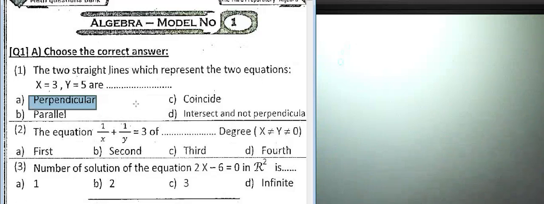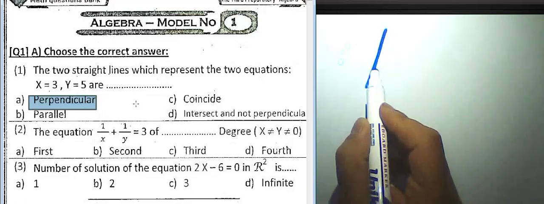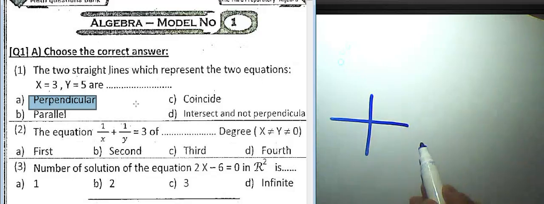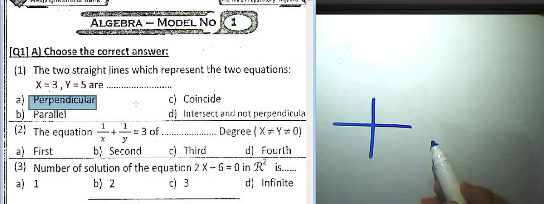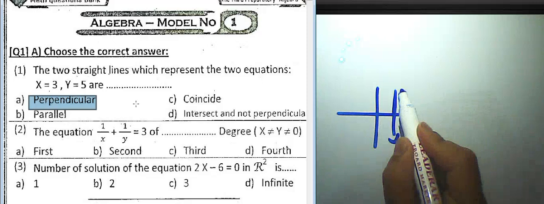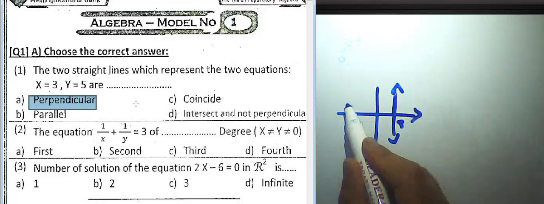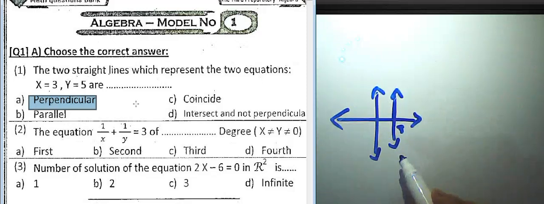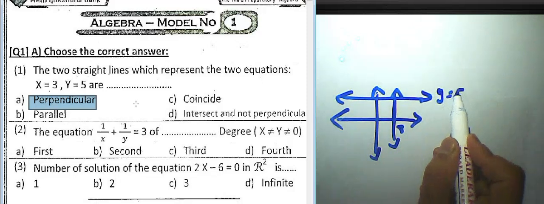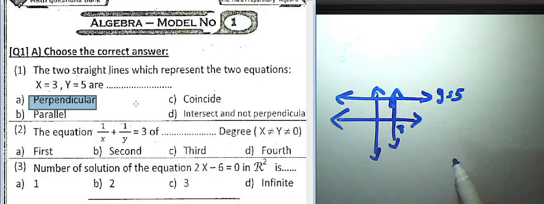Okay, choose letter A, because if we have a coordinate plane here, the first equation x equals 3 here will be a straight line, and y equals 5 here is another line. The angle between them equals 90 degrees. Okay, then x equals 3 and y equals 5 are perpendicular.